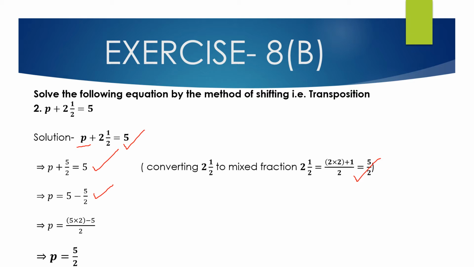5 divided by 2 will be 5 multiplied with 2. Multiply the denominator with whole, 2 multiplied with 5, that is 10. 10 minus 5 is 5. 5 divided by denominator 2. Now we get p equal to 5 by 2. So value for the variable p is 5 by 2.